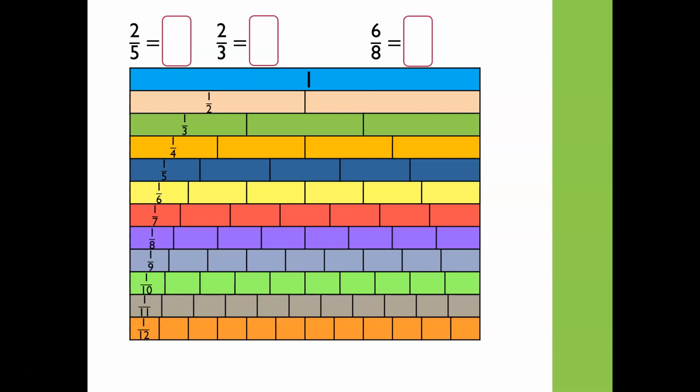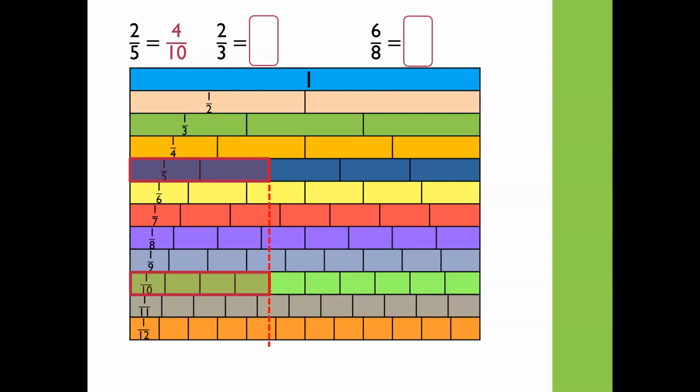First we find 2/5 on the fraction wall. Then we use a straight line to find any fraction bars with a line in the same position. Here we can see that the green tenths bar has a line in the same place. There were 4 tenths before the line, so 2/5 is equivalent to 4 tenths.